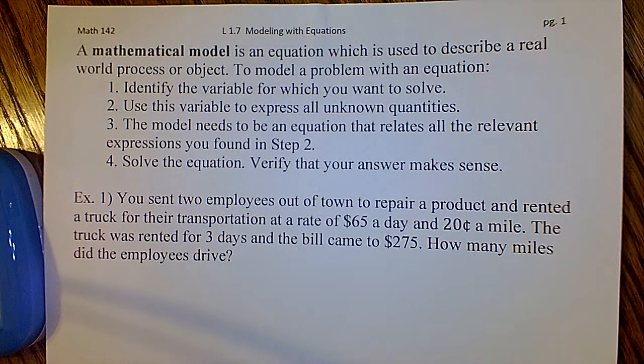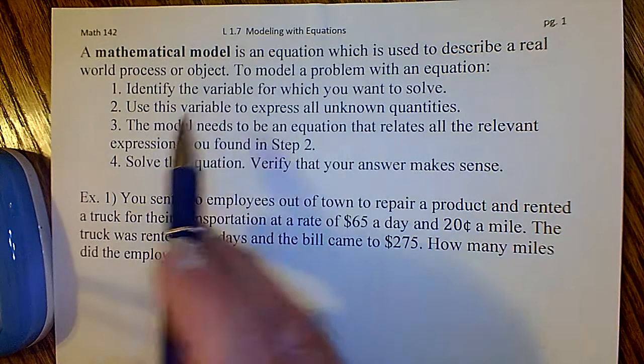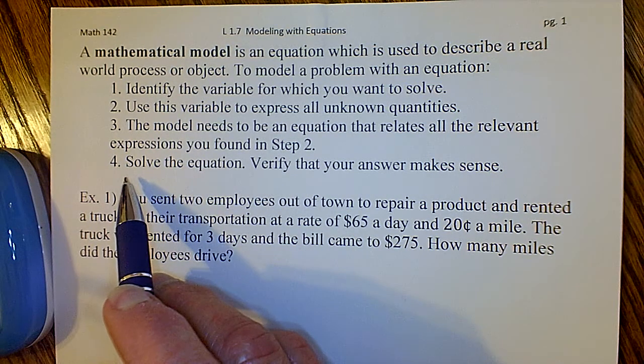In lesson 1.7, we're going to learn how to model with equations. We're trying to take a real-world situation and make a mathematical model. That is, we're trying to find a way to make an equation that can be used to describe the real-world process or object. So to model a problem with an equation, you can use these 4 steps.